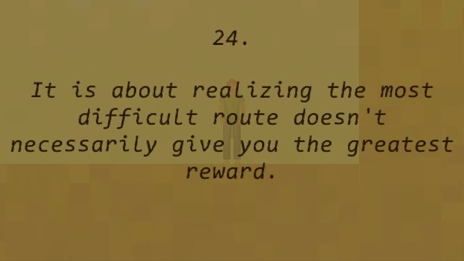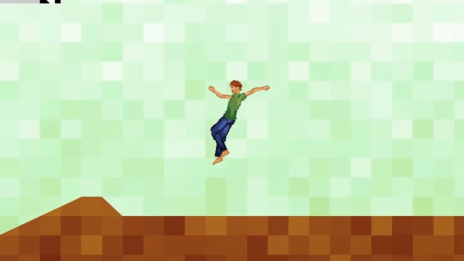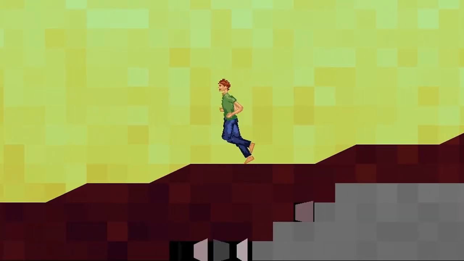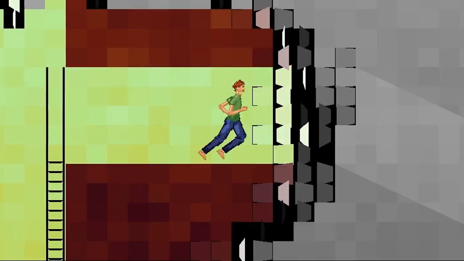It is about realizing the most difficult route doesn't necessarily give you the greatest reward. Well, yeah, that is definitely true, isn't it? Really, you should choose whatever path is the most self-rewarding, if that's a thing to say, or rewards you most in its own way.